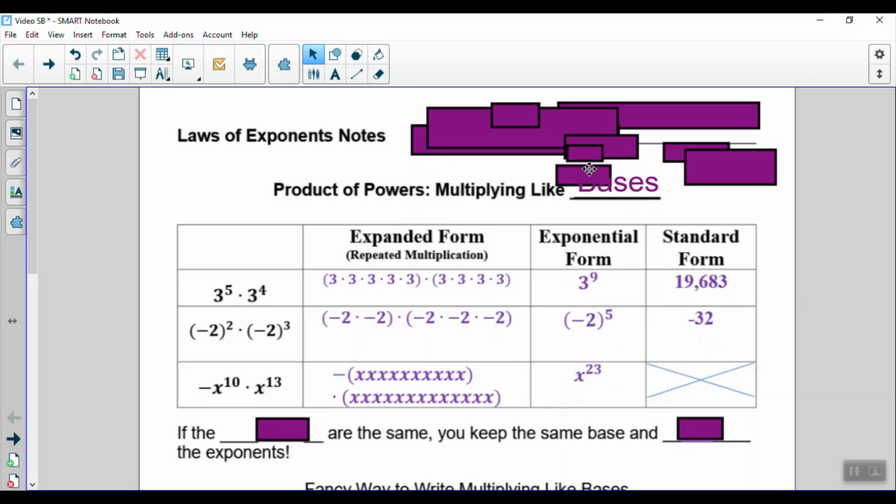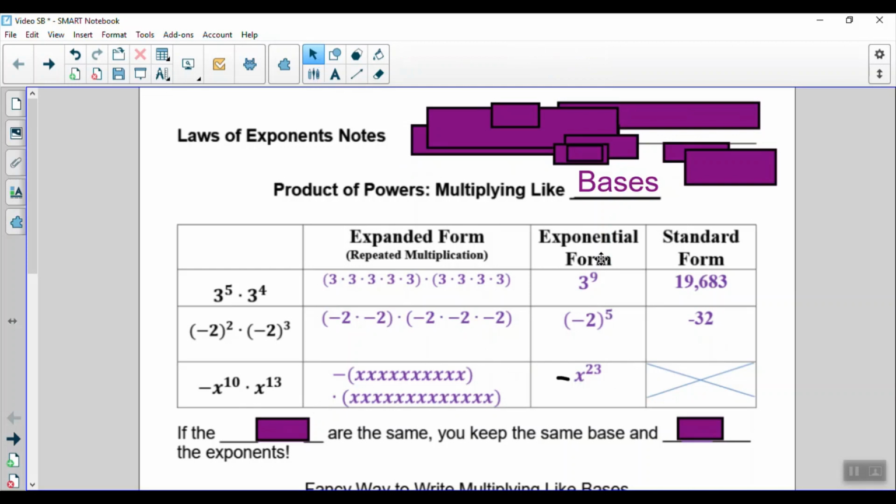So hopefully you can guess that all together, oh, I forgot my negative. All together we have negative x to the 23rd. We want to keep that negative out in the front. Sorry, I forgot it when I was typing this. But it's negative x to the 23rd because we have 23 x's.